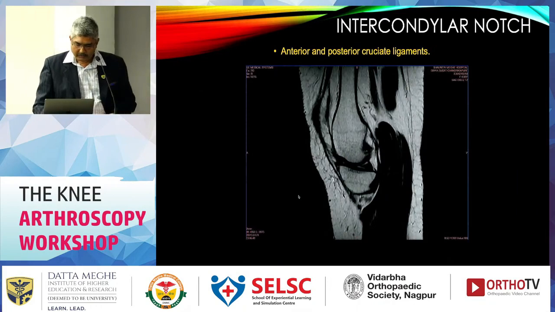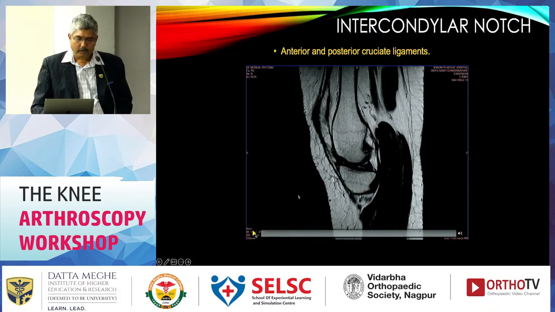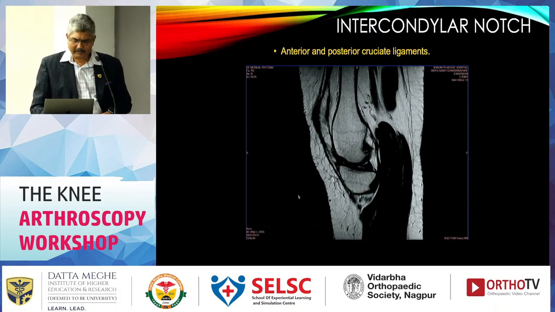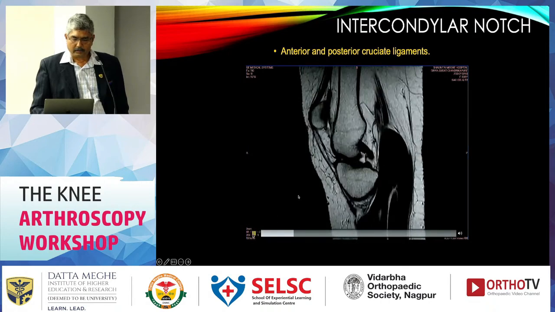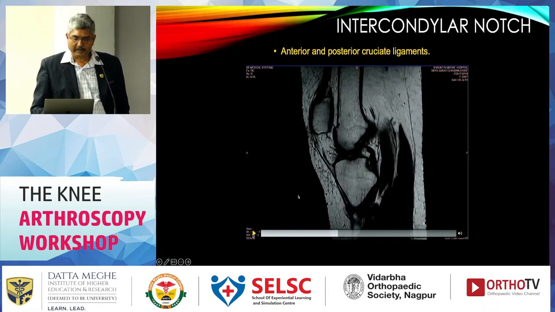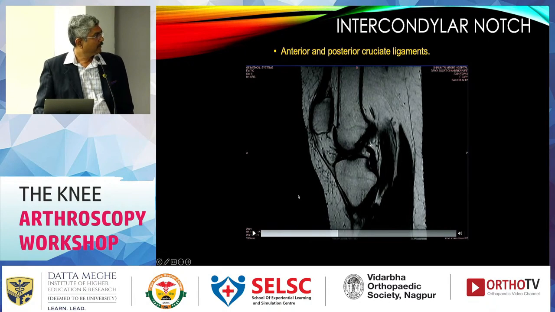Let's go through these few video images, which make it really easy to understand or to see the ACL, although this is not a sagittal oblique view. If sagittal oblique, you can see the ACL through and through. So this one is the PCL. What one can see here is the PCL. Here is the PCL. And the ACL is just starting here.